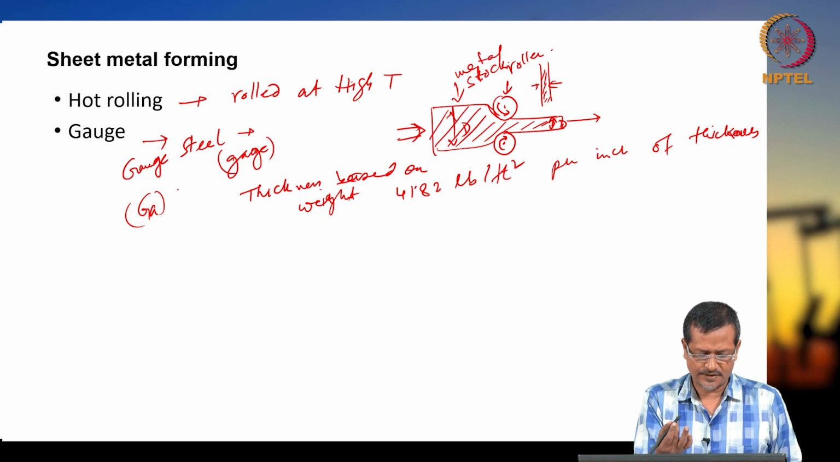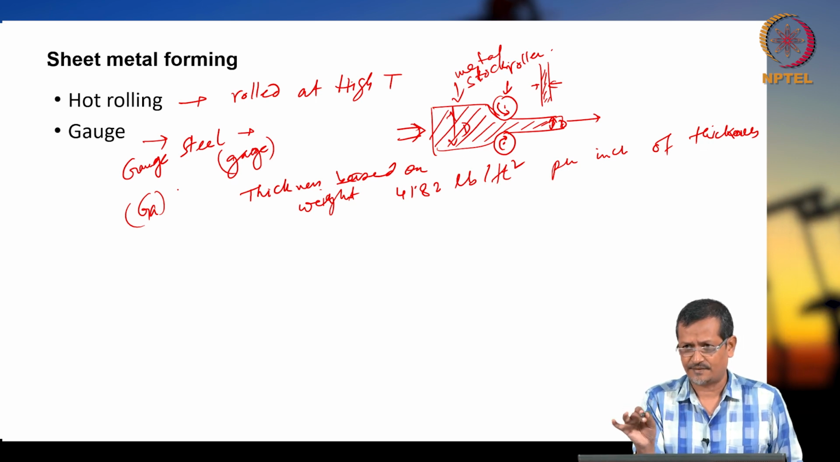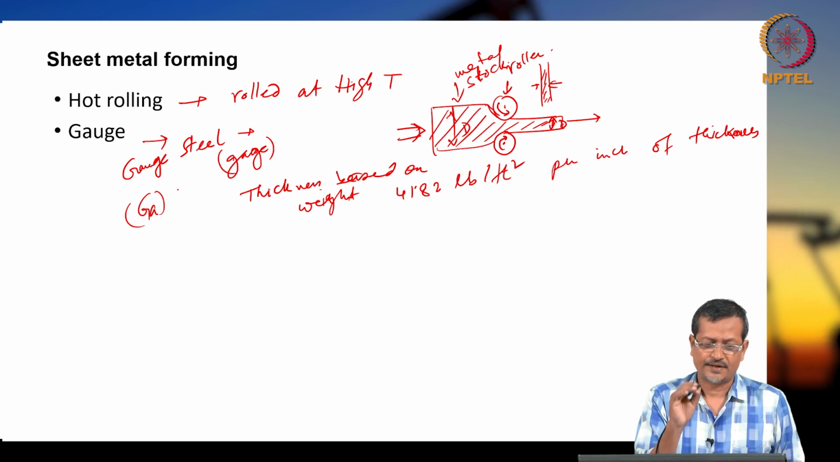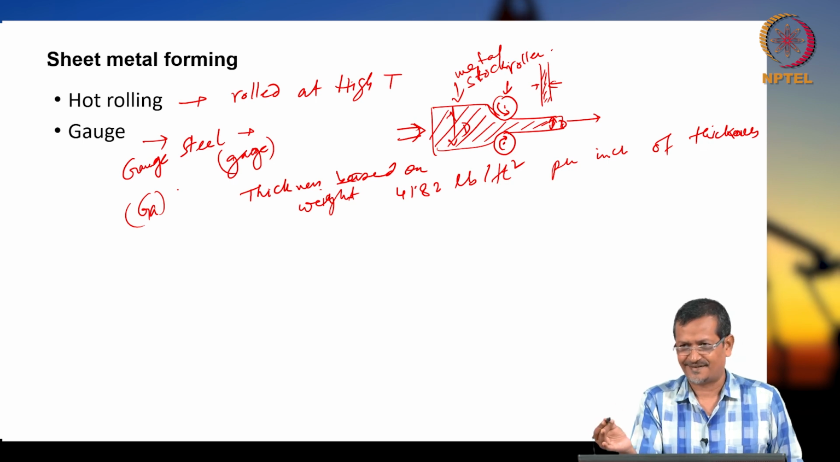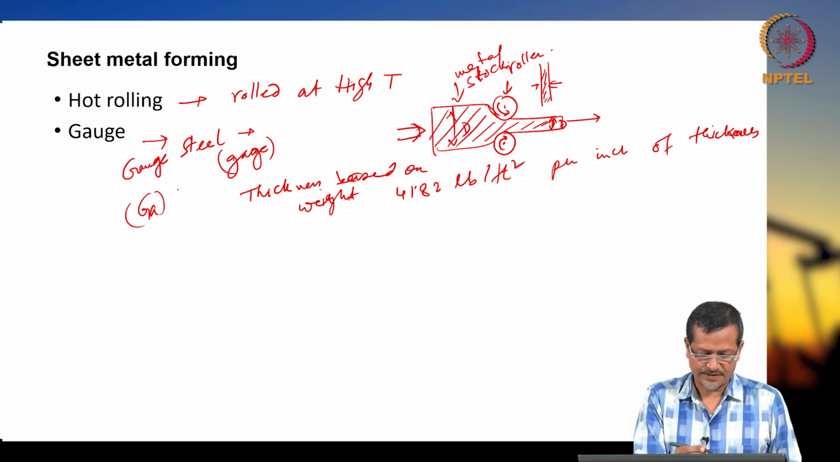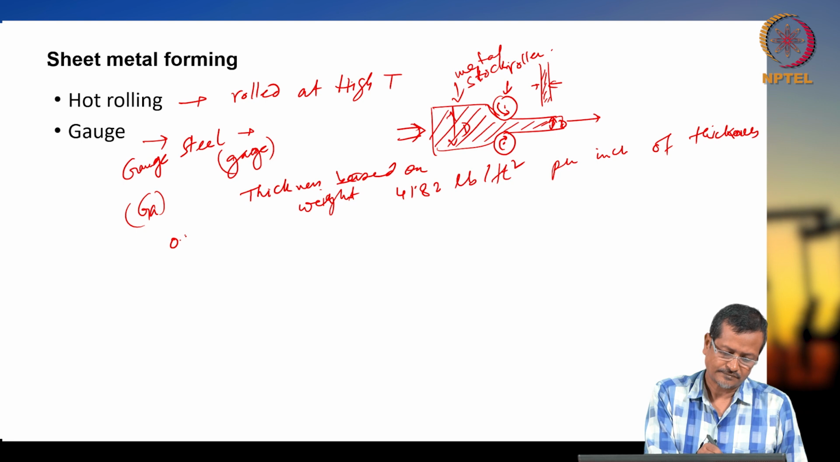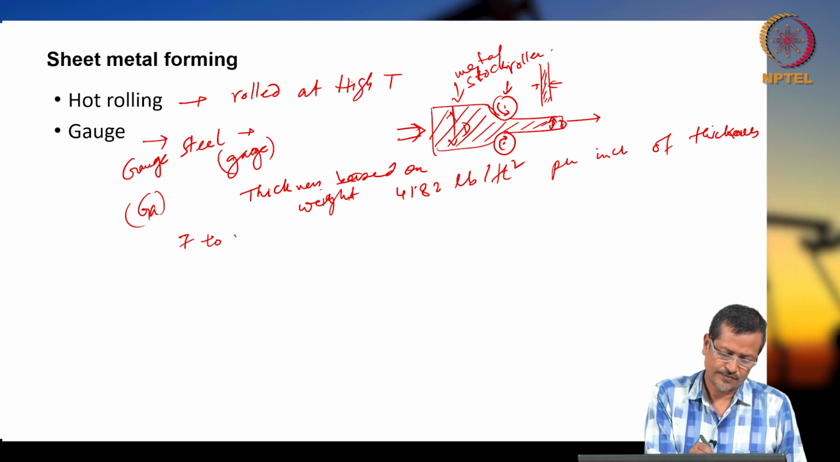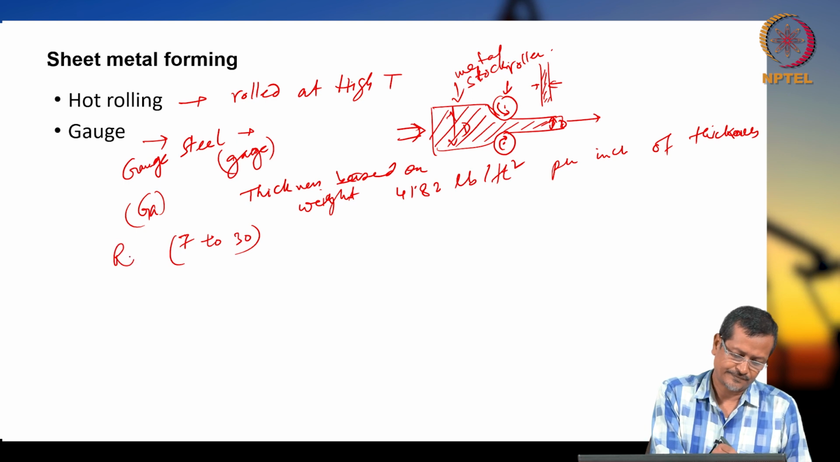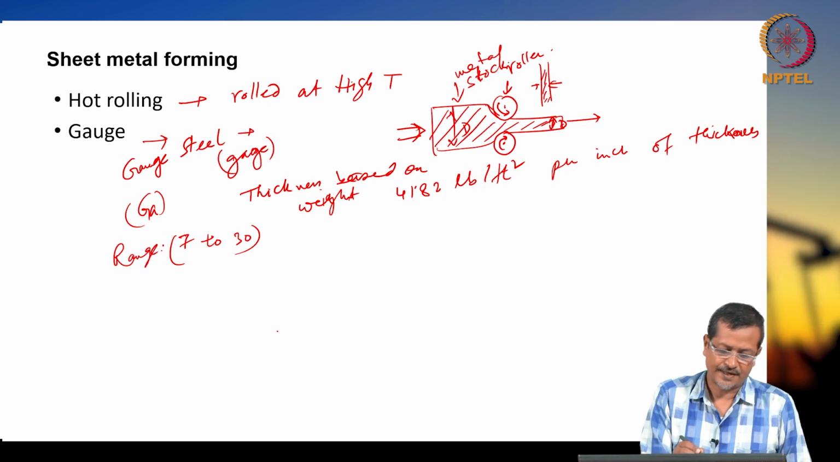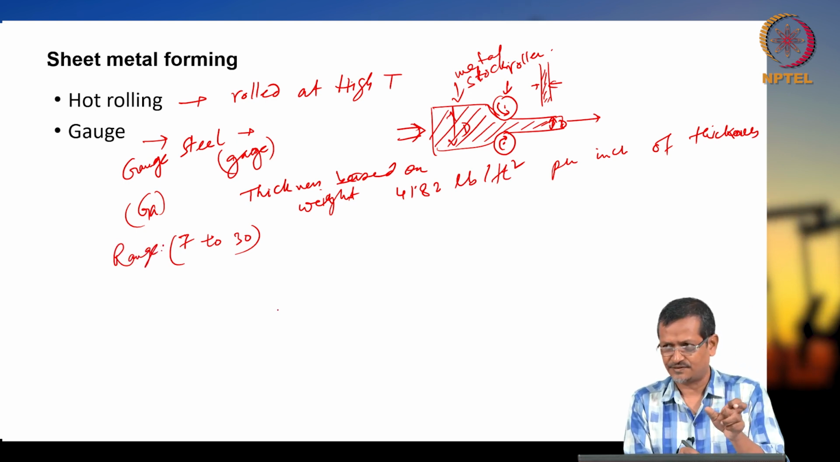It is not a unit, there is a number, okay, the gauge number. Gauge steel number, something like that. So gauge ranges from 7 to 30. Okay, gauge number 7 to 30, it ranges for steel sheet.